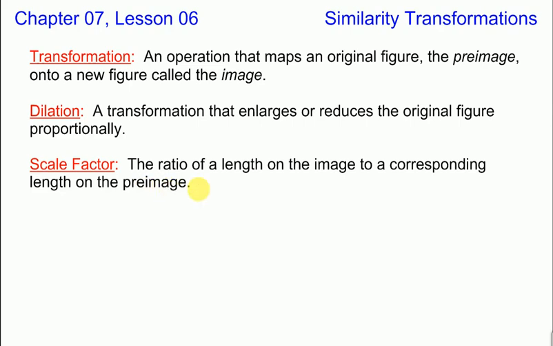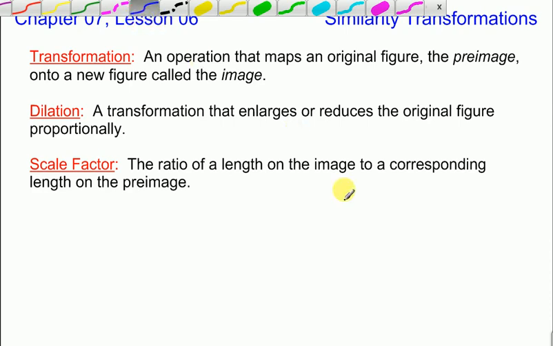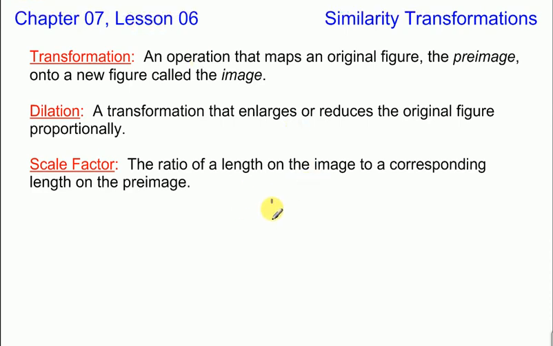pre-image. Okay, for this, add to your notes here, this is going to be new: the image is the new, to original. Okay, new to original.